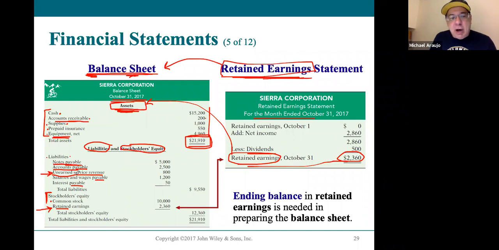Unearned service revenue means that in this case, the customer has paid me $800 up front. Now again, I'm Sierra Corporation, I do tours. So it looks like I owe some customers $800 of tours because they paid me up front.